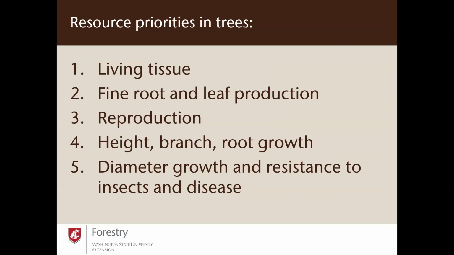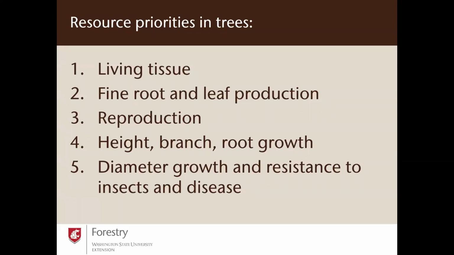What happens when trees get stressed? Well, they have to prioritize. Not enough resources to go around, so how is it going to prioritize its resources? Number one priority is always just to maintain its living tissue, stay alive. Then you have fine root and leaf production, as this is what's going to be able to garner more resources of sunlight, water, and nutrients. Reproduction, and this is a relatively high priority because that is biological success for an organism. Then you see height, branch, and root growth. These are where you can put more fine roots and leaves.